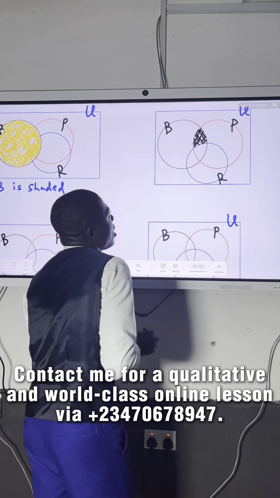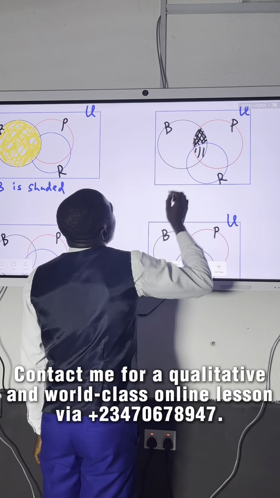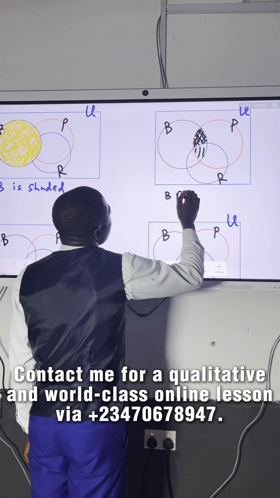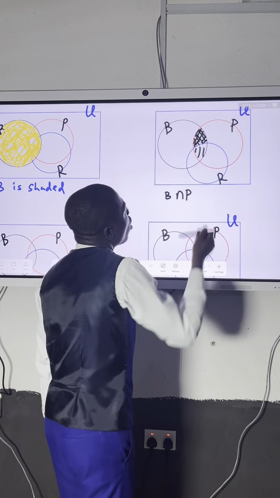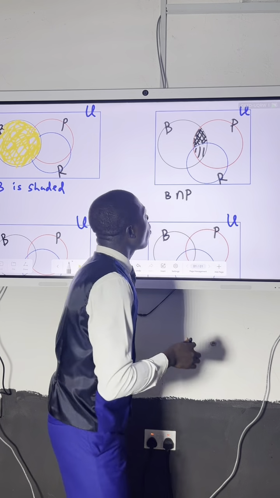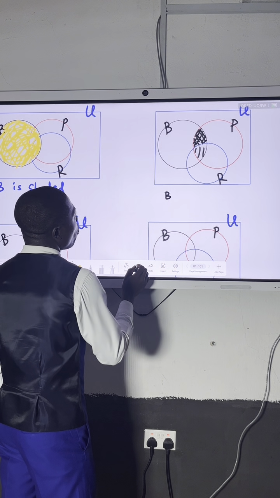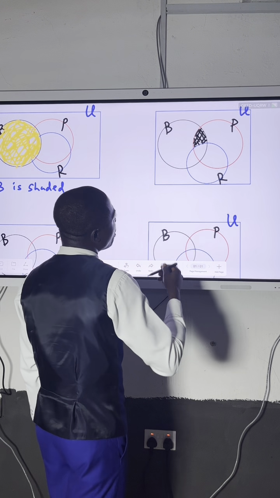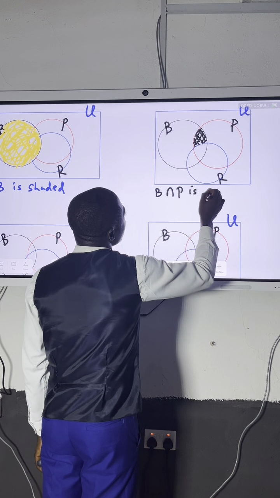You see, I tactically shaded that place without entering where R is standing. If I mistakenly add this part, I would say B intersection P and avoid the use of only, because the shaded portion contains a small part of set R. But since they say B intersection P only, it means B and P only without entering R. So I'm going to say B intersection P is shaded.